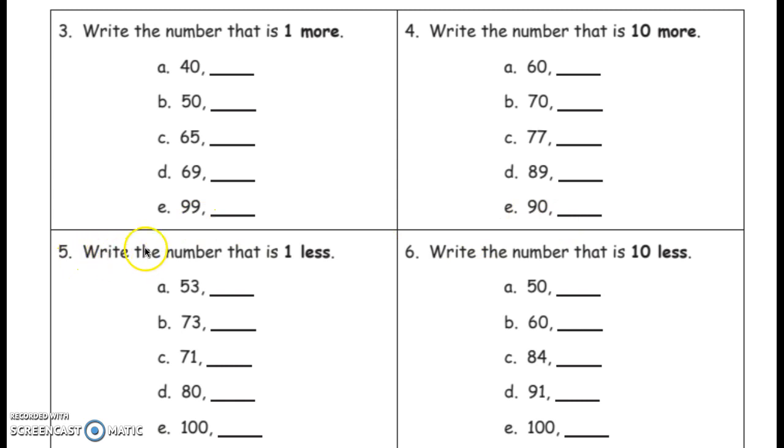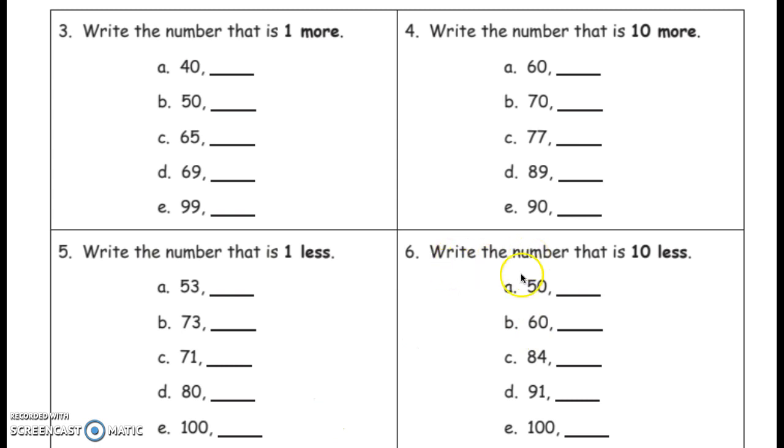Number 5, write the number that is 1 less. Letter A, 53. So on the line, write the number that would be 1 less than 53. Letter B, 73. On the line, write the number that it would be 1 less than 73. Then continue for the other 3, writing the numbers that would be 1 less.